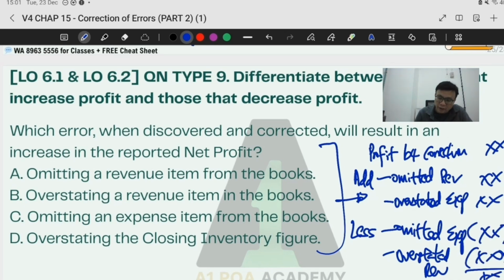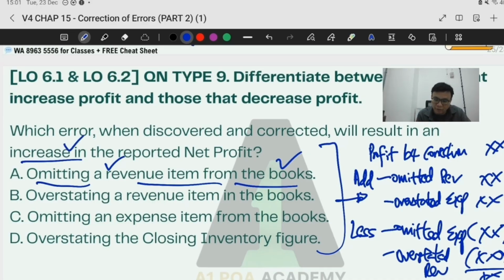So in this instance here, it says that once again, which error when corrected will result in an increase in the reported net profit. Omitted revenues, items from the book, so you add and then therefore the net profit will increase. This seems to be the correct answer, but let us look at B, C, and D first. So A seems to be correct. That aligns with the increase in the reported net profit once being corrected.